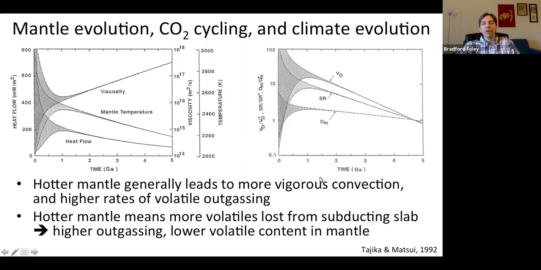And so this modeling work from Tachinami and Matsui, where they combined mantle evolution and the carbonate silicate cycle in some really nice papers from the early 90s, they estimated that the volcanic outgassing flux from mid-ocean ridges, that's this VD, might have been 10 to maybe even 100 times higher in the Hadean and Archean versus today.